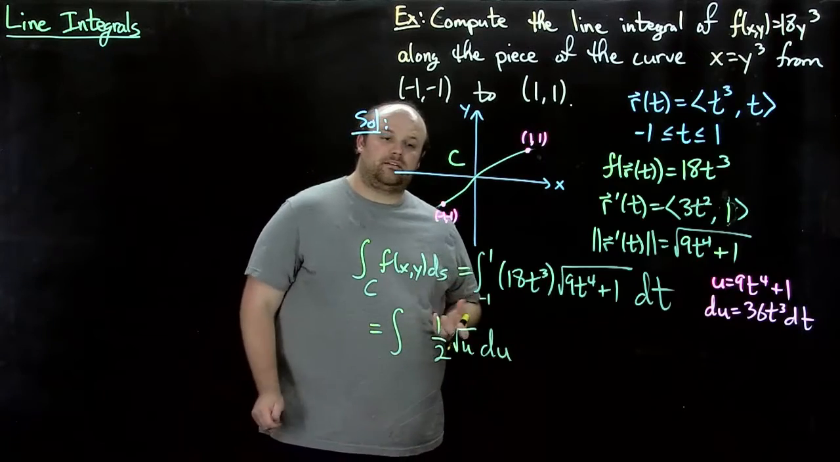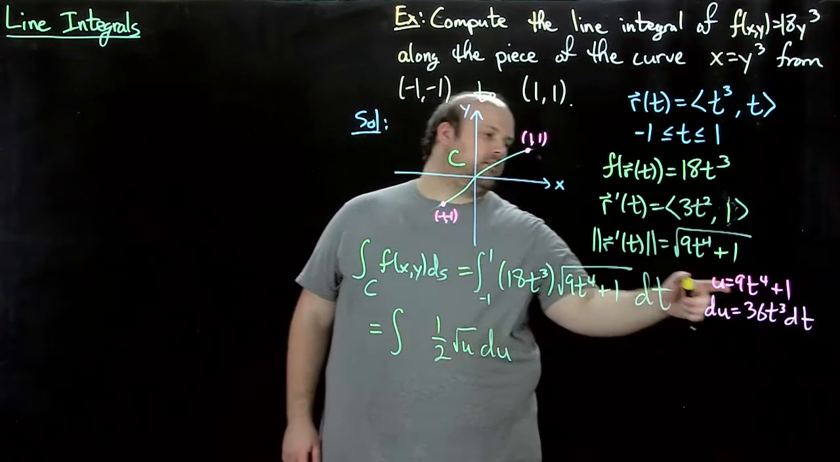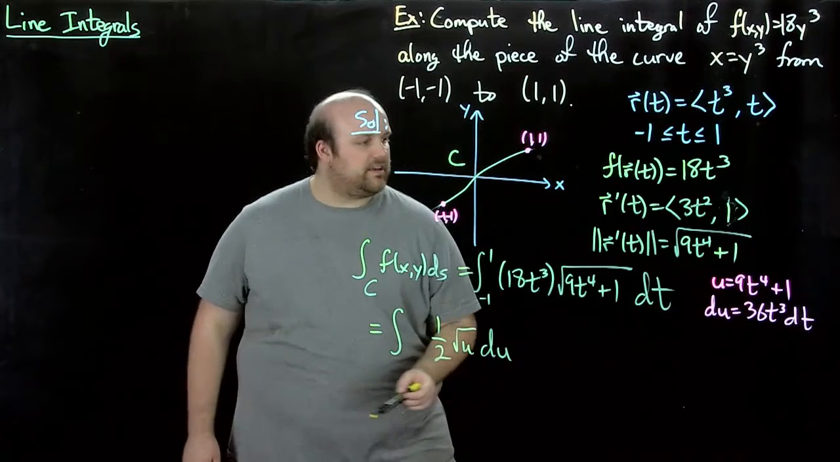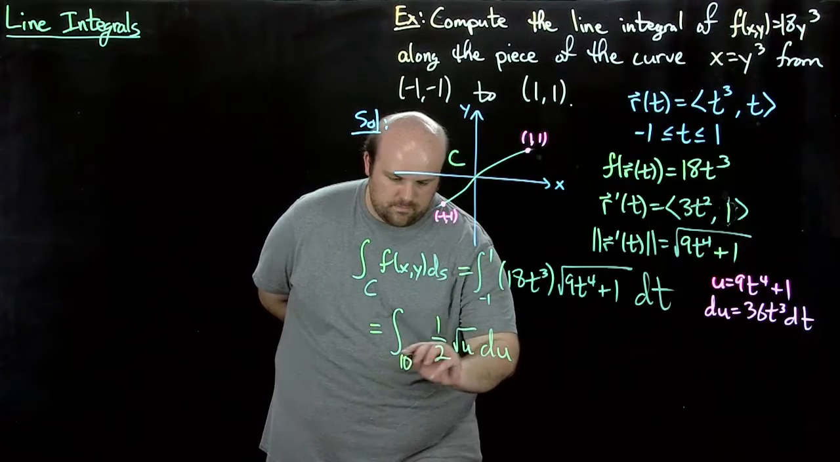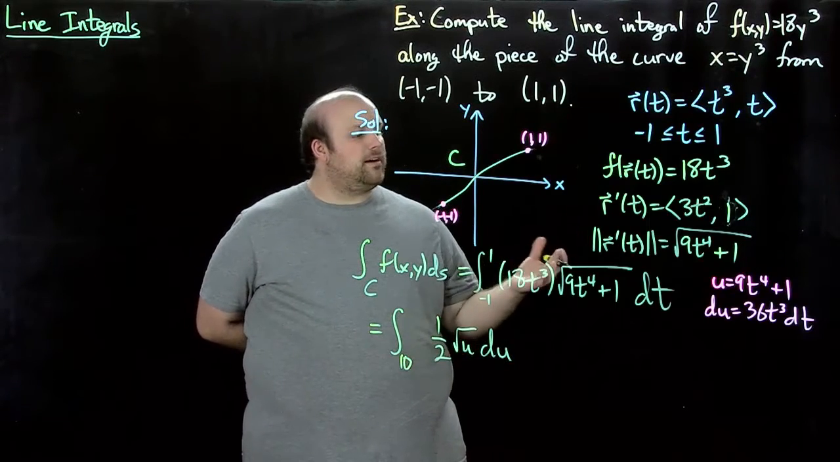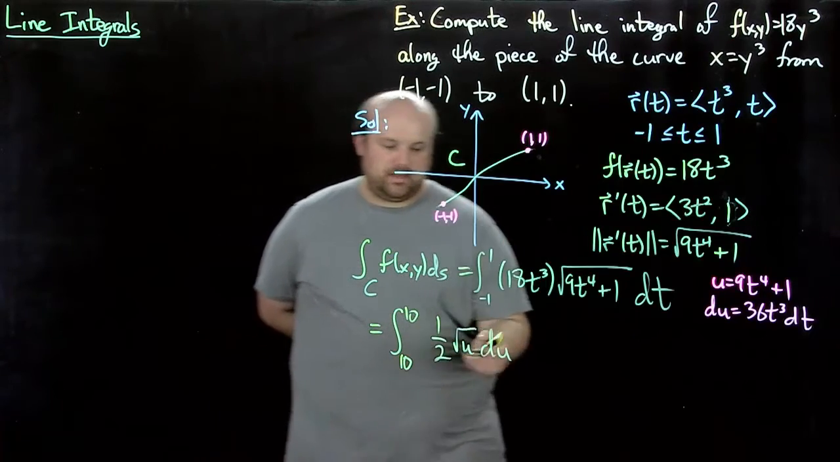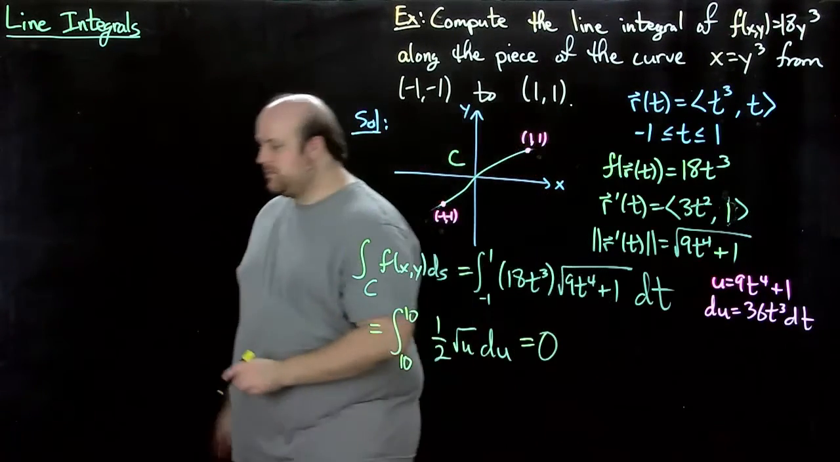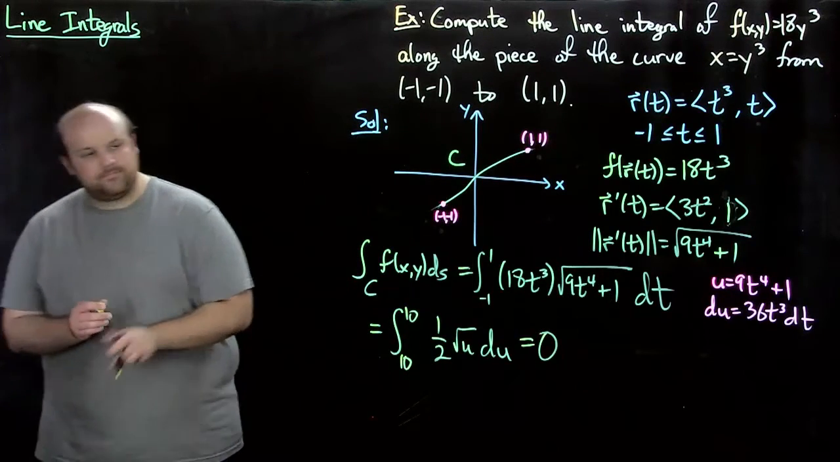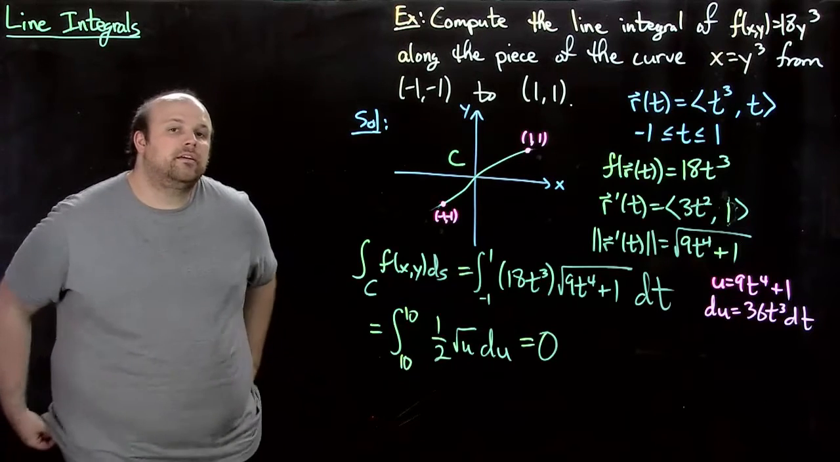But now what are the bounds? Well, if we plug in -1 to this, we get 10. And if we plug in 1 to that, we get 10. So it's from 10 to 10, so this integral is 0. But that's how we do this.